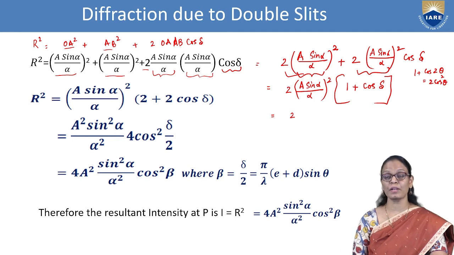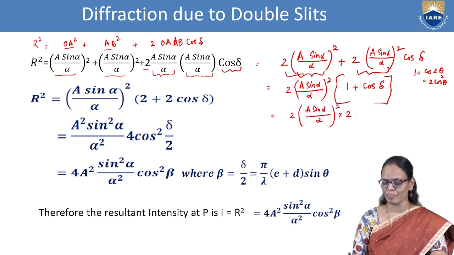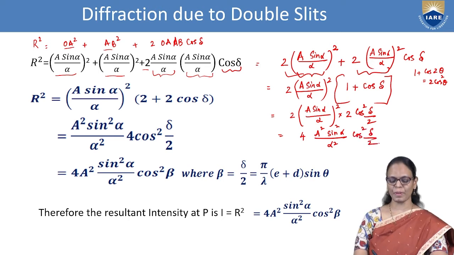So here we have 1 plus cos delta, so it will be cos square delta by 2. So 2 into A sine alpha by alpha whole square into 2 cos square delta by 2. So 2 into 2 gives us 4 A square sine square alpha by alpha square into cos square delta by 2. This is how we are going to simplify the expression.